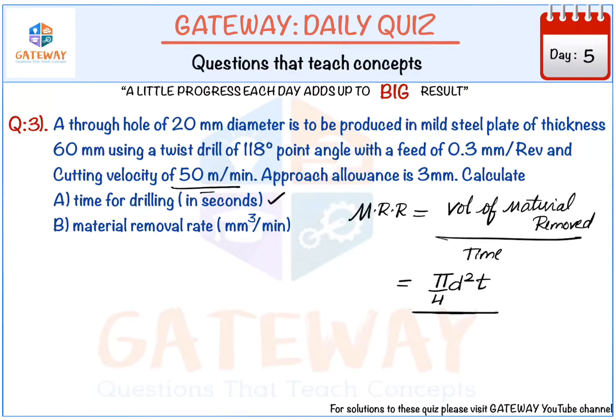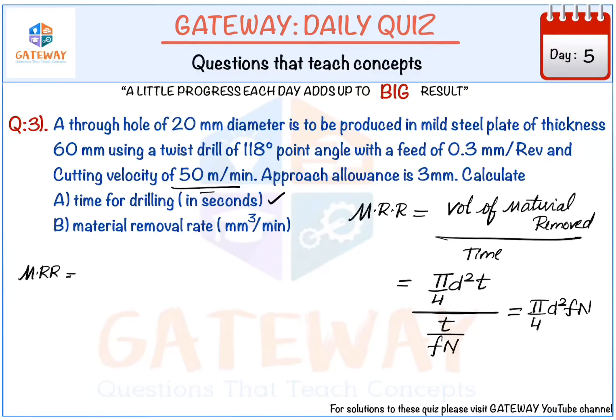when it starts actual drilling operation, when the drill starts penetrating into the thickness, and also when it finishes machining the thickness. So here we need to take only the thickness upon F into N. So here we will get pi by 4 d square F into N. That is the material removal rate.